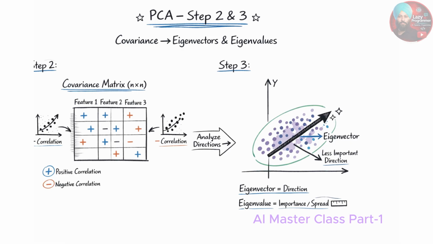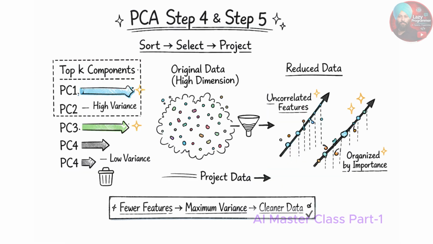In the next step, eigenvalues are sorted in descending order to rank the principal components from most informative to least informative. Now, the top k components with the highest eigenvalues are selected. That allows us to reduce the dimensions while preserving the maximum variance of the data. In the end, the original dataset is projected onto the selected top k eigenvectors to form a new reduced dataset. The result is a new dataset with fewer features that are uncorrelated and organized by significance.